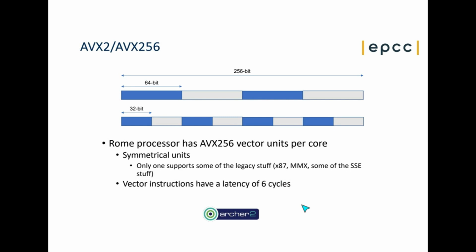The Rome processor is AVX 256. So that will do either 4 double precision or 8 single precision operations.